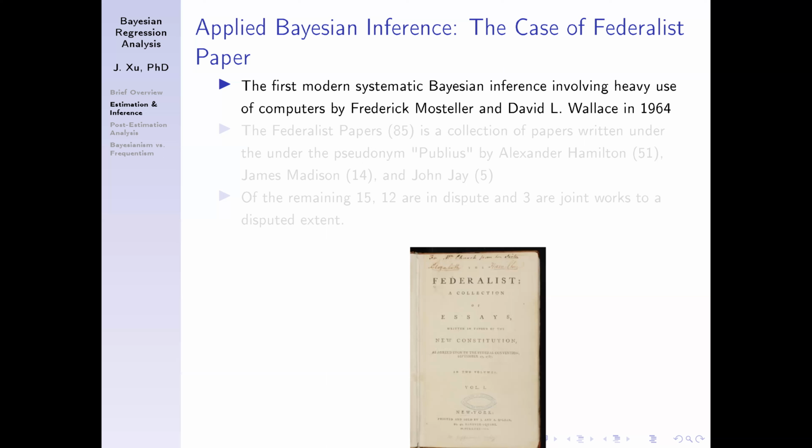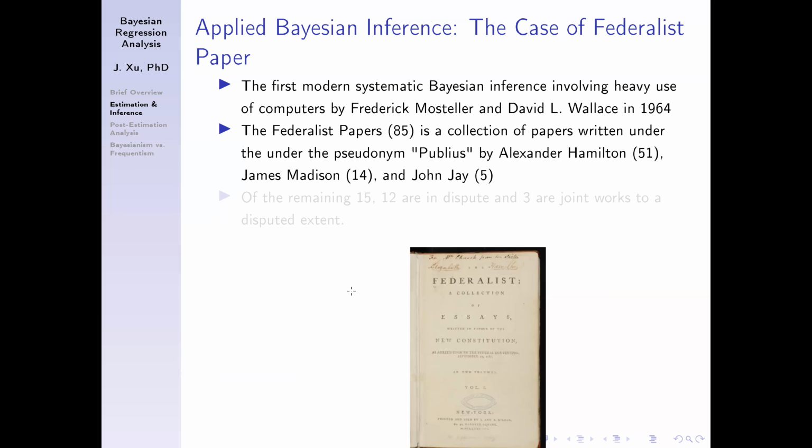And the book was written by Frederick Mosteller, a prominent statistician based at Harvard, and another statistician based at the University of Chicago, David L. Wallace. And the work was done in 1964. So let me give you a bit of background about the Federalist Papers, right? Or papers.